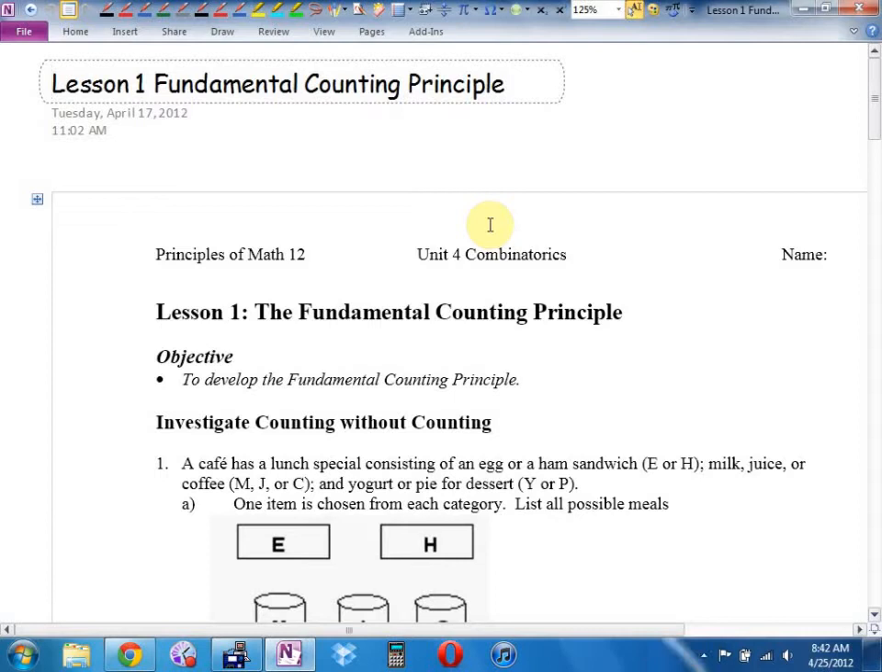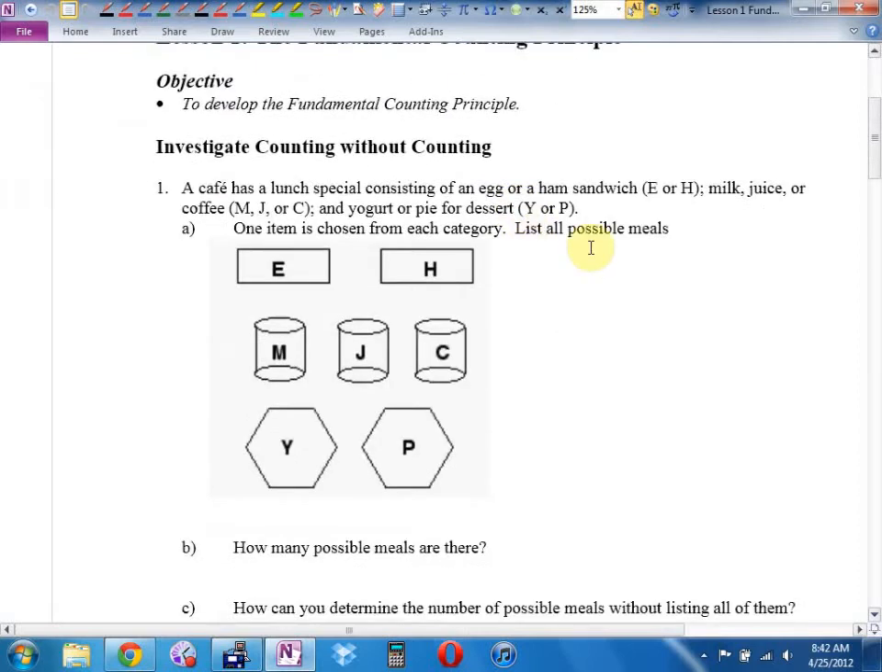If I come to a weird question, and I'm not sure how to solve it, I'll almost always fall back on the fundamental counting principle. It says this, investigate counting without counting.